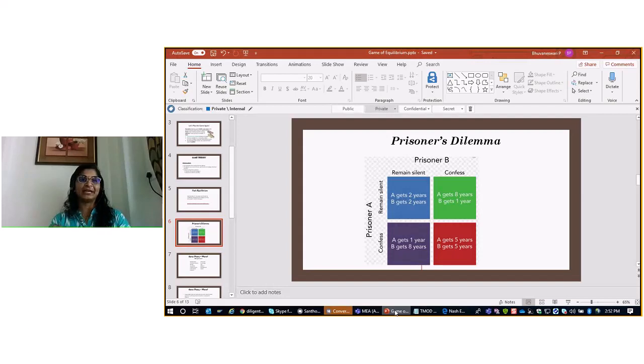This is non-cooperative. Both of them are not communicating with each other.